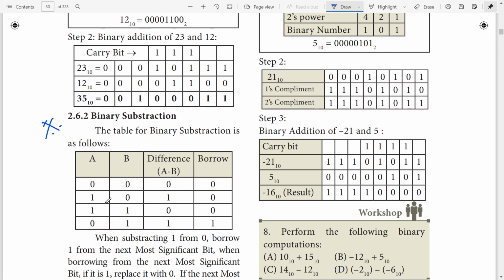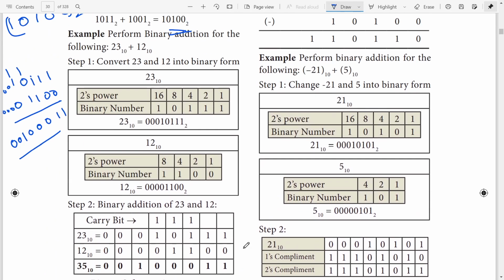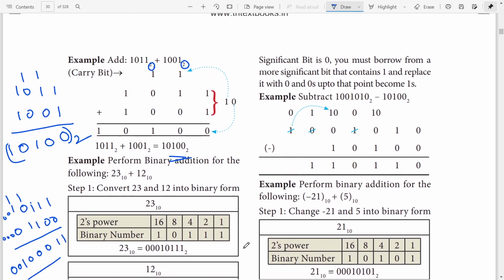0 minus 0 is 0, 1 minus 0 is 1, 1 minus 1 is 0, and 0 minus 1 makes a difference of 1, but it has to borrow 1 from before. Okay, like normal mathematical subtraction, you are going to borrow 1 from before.